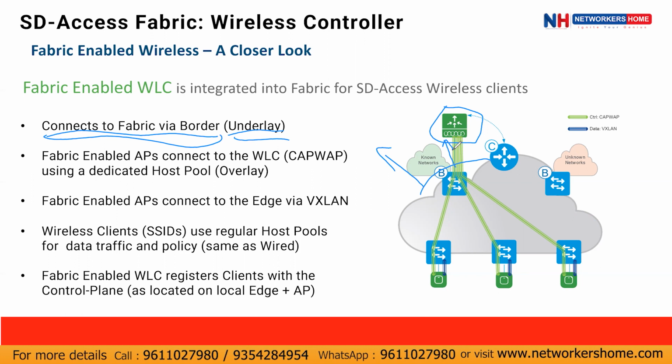Fabric enabled access points will connect to the fabric enabled WLC via CAPWAP. If you see this green line, it's nothing but a CAPWAP tunnel. Now everyone is aware of what a CAPWAP tunnel is. In the same way, this access point can't see anything in between, it just knows that its destination or next hop is the wireless controller. In the same way, an overlay works.